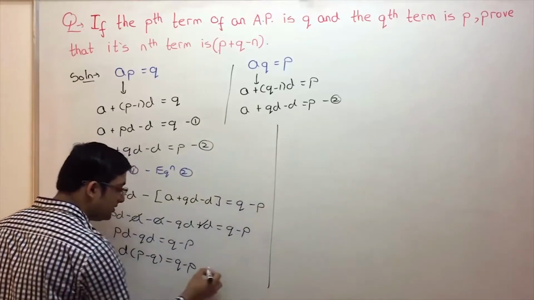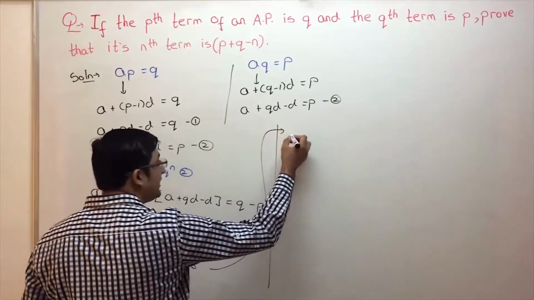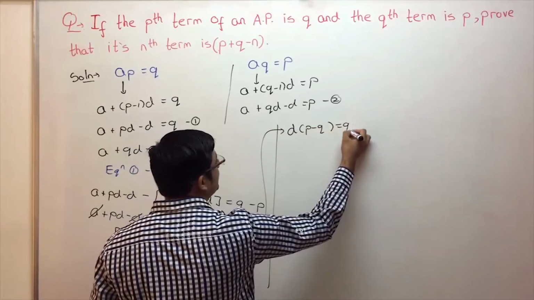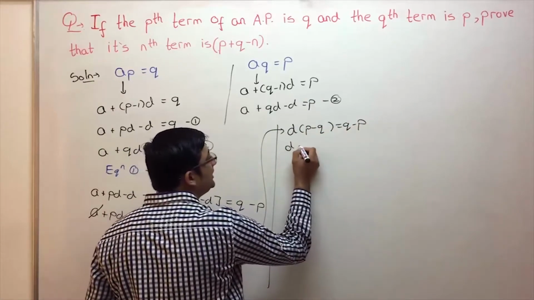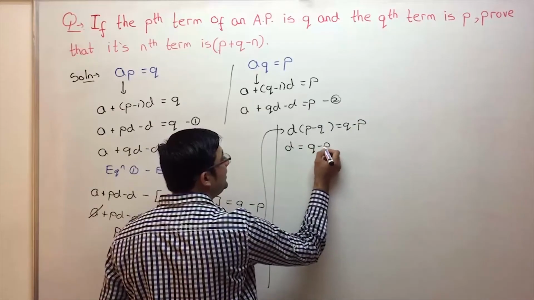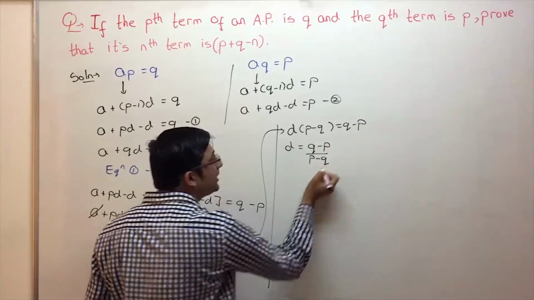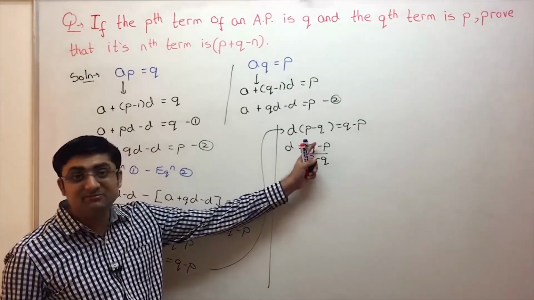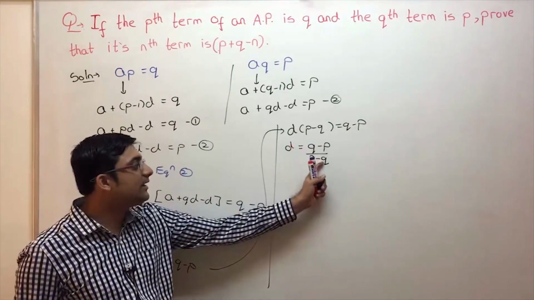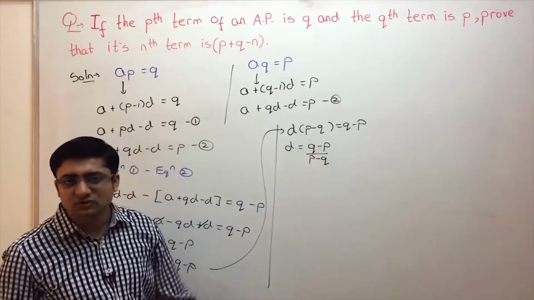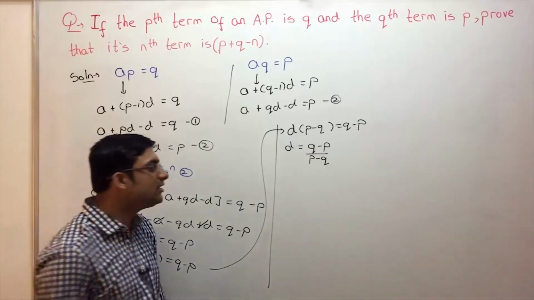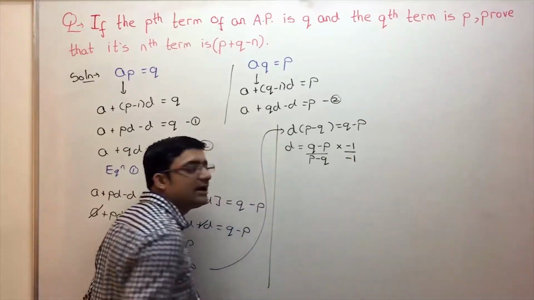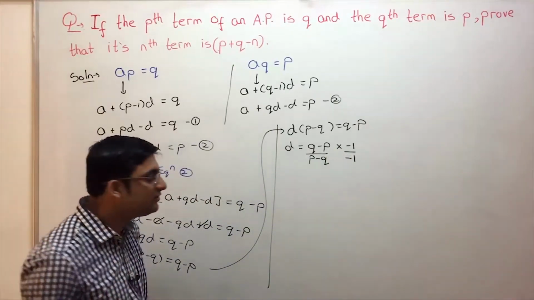So I'll continue this over here. We have D into (P minus Q) is equal to Q minus P. From here we get D is equal to (Q minus P) upon (P minus Q). Now what is (Q minus P) upon (P minus Q)? As you can see, the terms are the same but the sign is interchanged. So what I'm going to do is multiply numerator and denominator by minus 1. As long as we multiply and divide by the same number, the value remains the same.